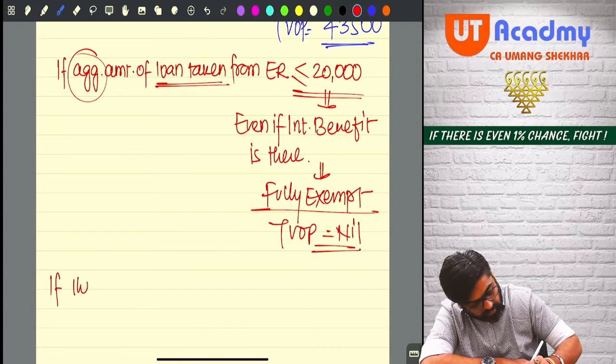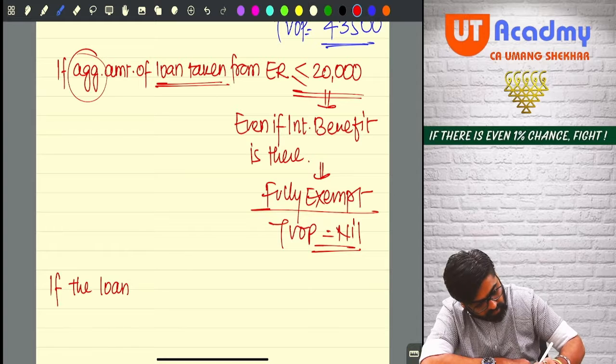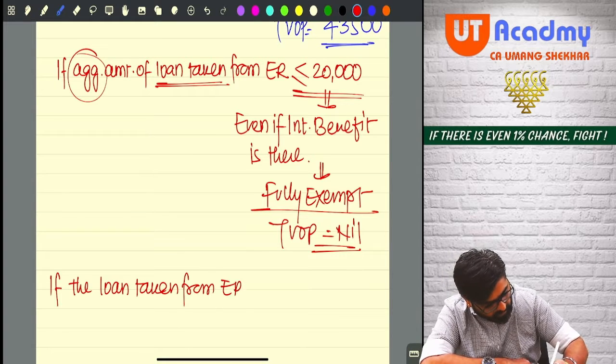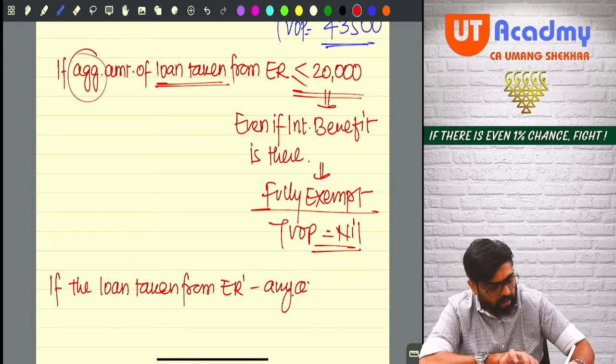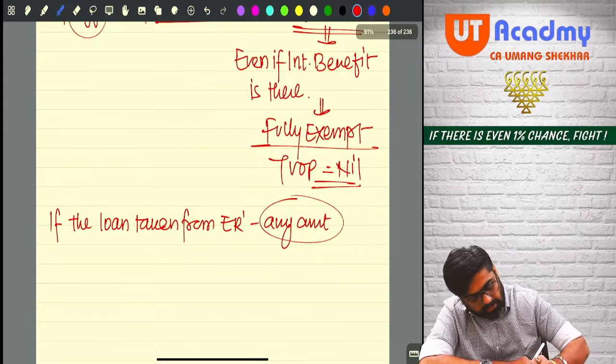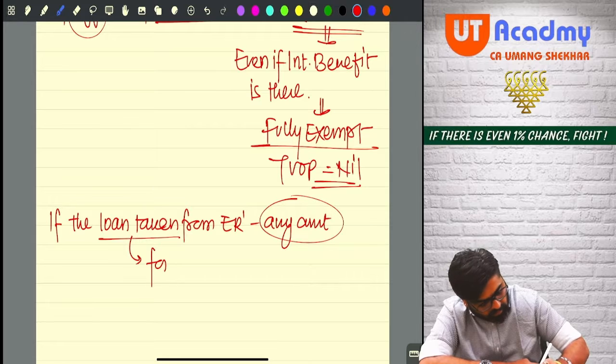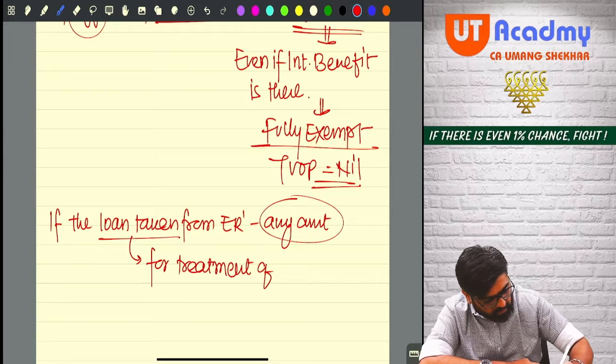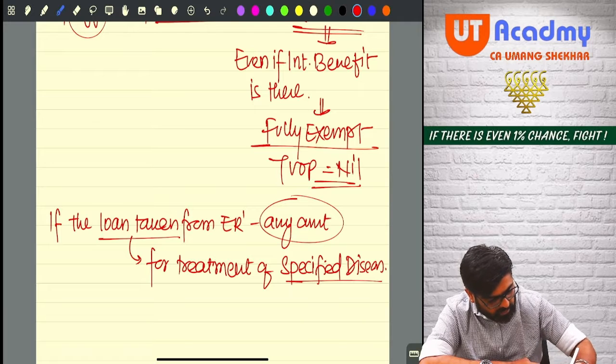If the loan taken from the employer can be of any amount, no limit, any amount, and this loan is taken for treatment of a specified disease, the diseases which are specified in Rule 3A.